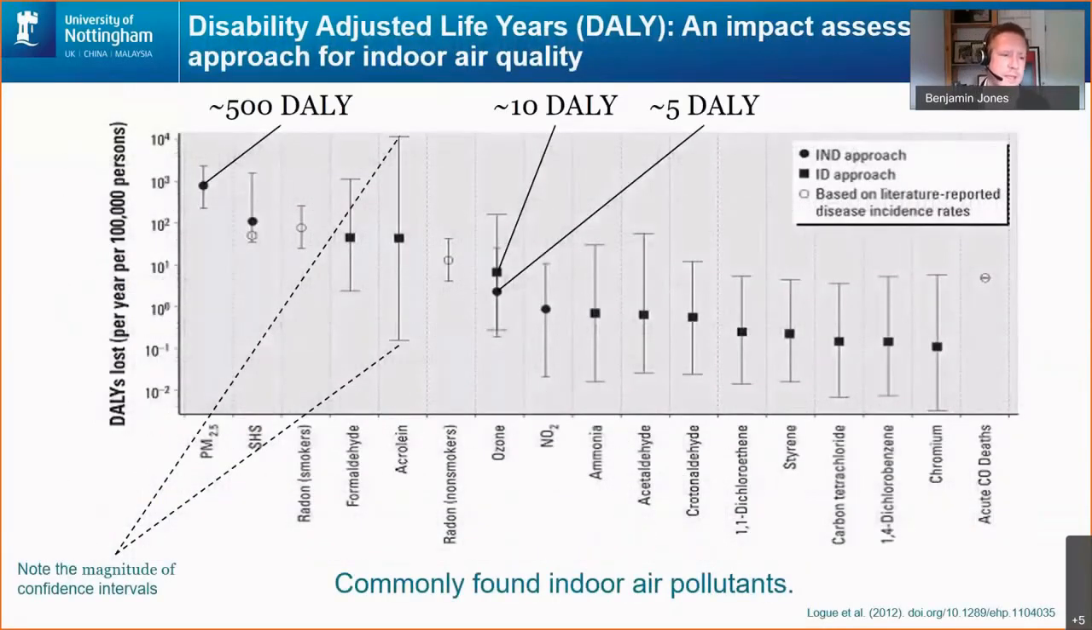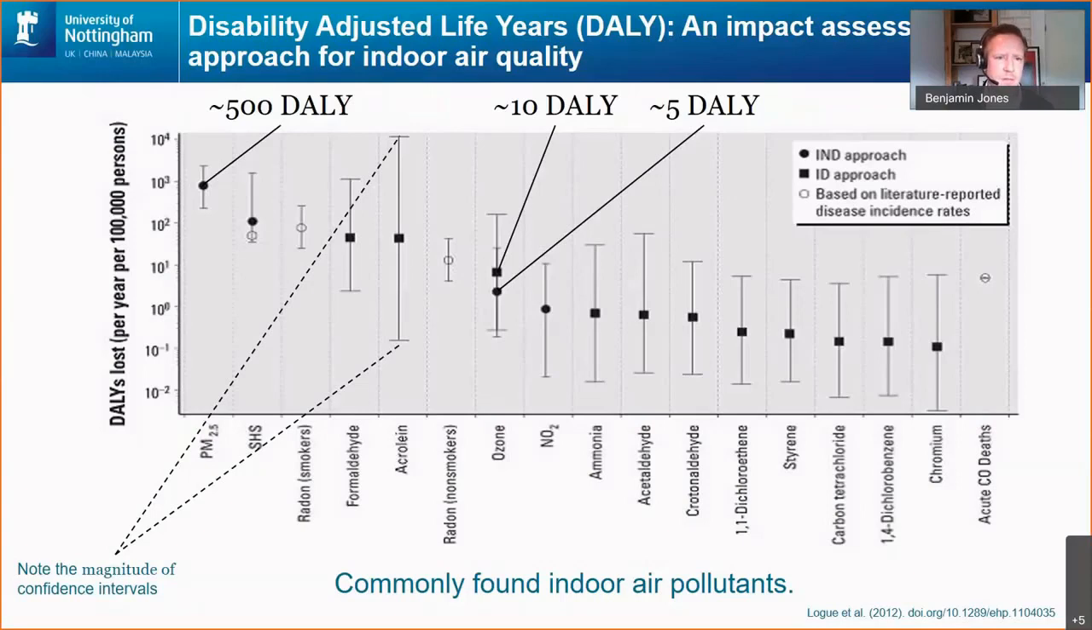So what we've got here is a plot which came out in 2012. It was run by Max Sherman, published by Jenny Logue, and appears in a number of AIVC documents. On the y-axis it's a log scale, so each line up indicates 10 times more harm than the line below. And we've got DALYs lost per 100,000 persons as the metric. They're listed in order of harm, and the top 15 are given here.